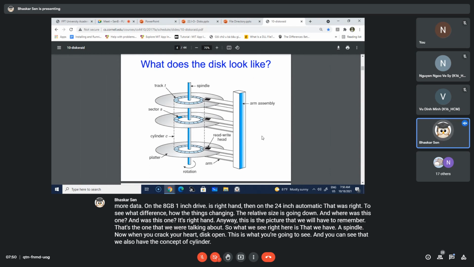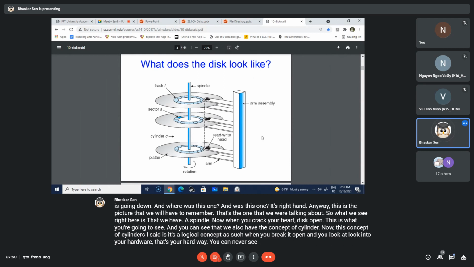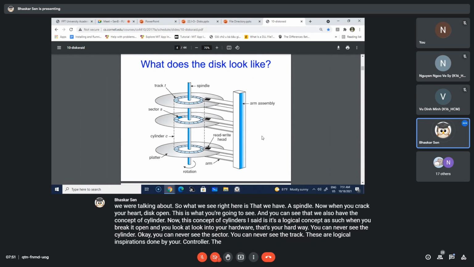Now, this concept of cylinder, as I said, is a logical concept. As such, when you break it open and look into the actual hardware, you can never see the cylinder. Okay, you can never see the sector. You can never see the track. These are logical interpretations done by your controller, the disk controller.